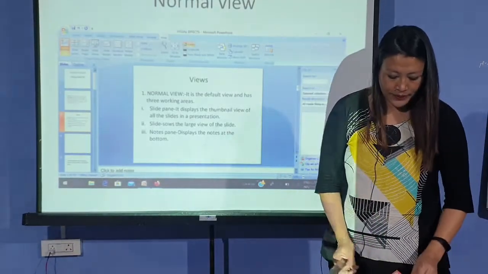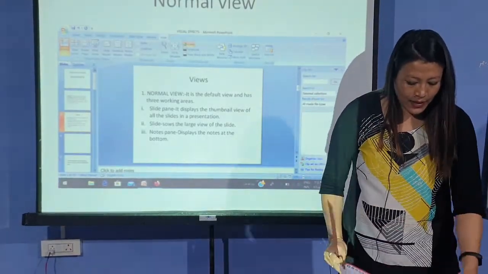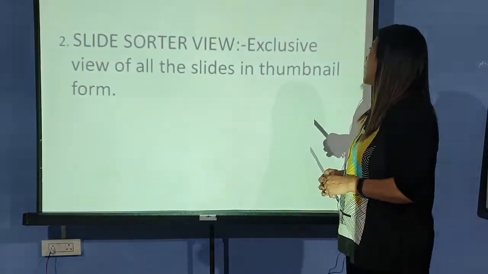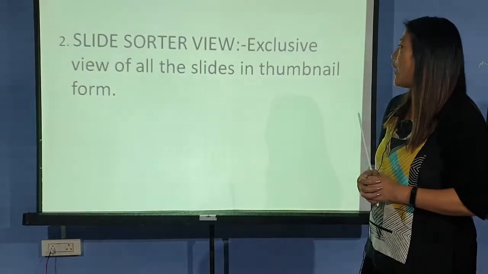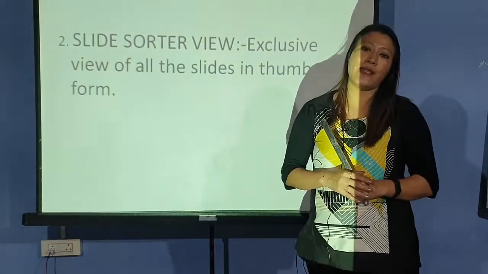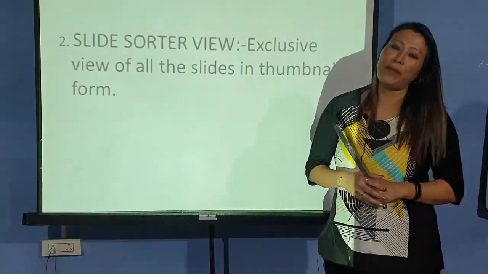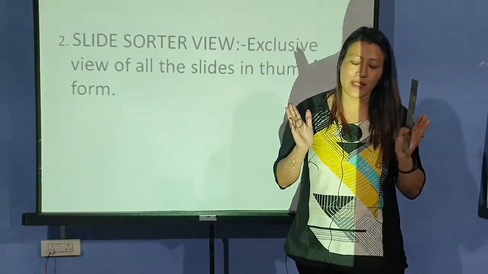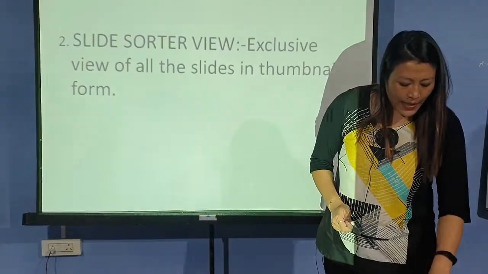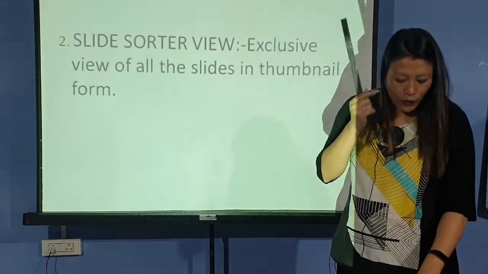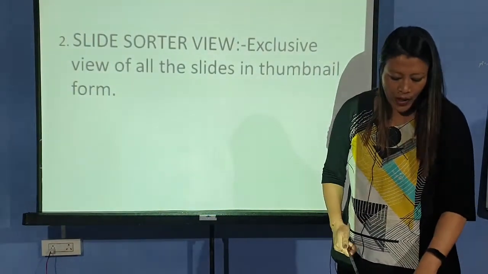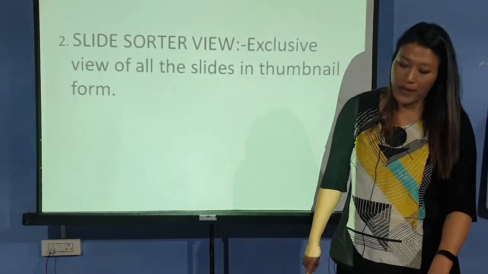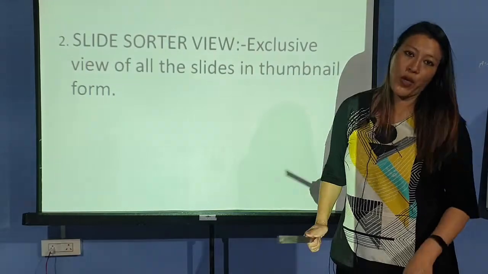Now next is the slide sorter view. The slide sorter view is the view where you can see all the slides in a thumbnail form. I told you thumbnail form means you see the description of all the slides in one screen. Okay? It is an exclusive view of all the slides in thumbnail form. Once the presentation is done, slide sorter view gives an overall picture, making it easy to rearrange.